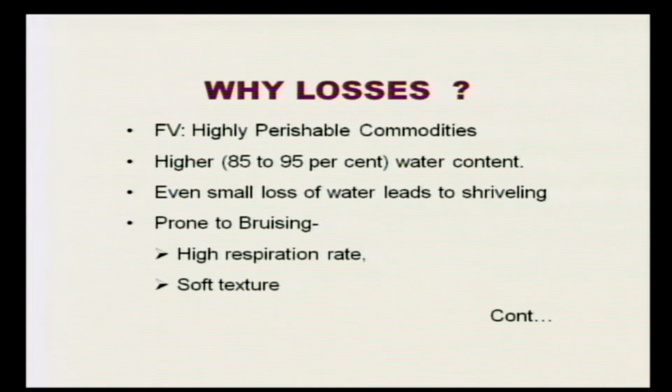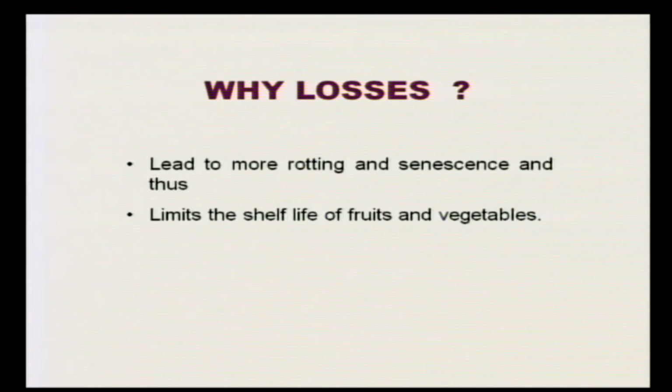Why do these losses take place? Because fruits and vegetables are perishable commodities and they contain a higher amount of water, around 85 to 95%, and even a small loss of water leads to shriveling. Further, the tissue and the cover of fruits and vegetables are very prone to bruising and have a soft texture. They have a high respiration rate, and because of this it leads to more rotting and senescence, and thus it limits the shelf life of fruits and vegetables.